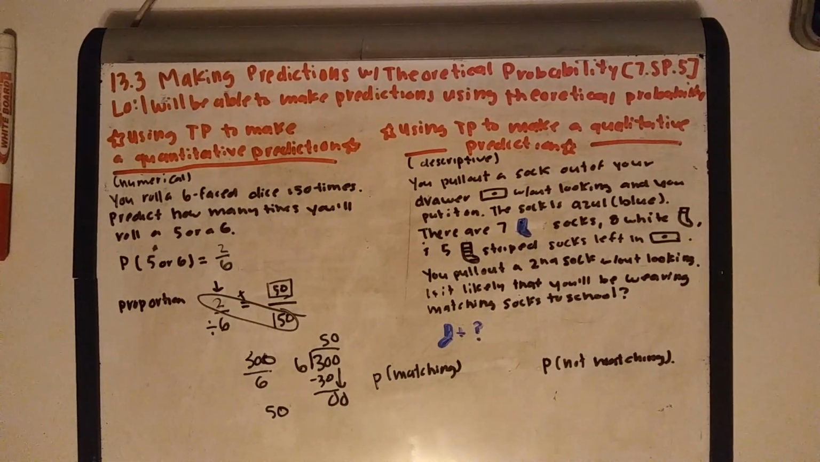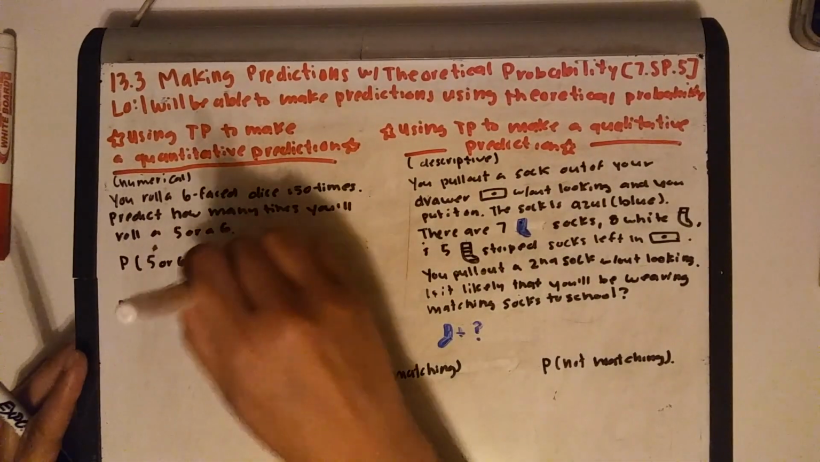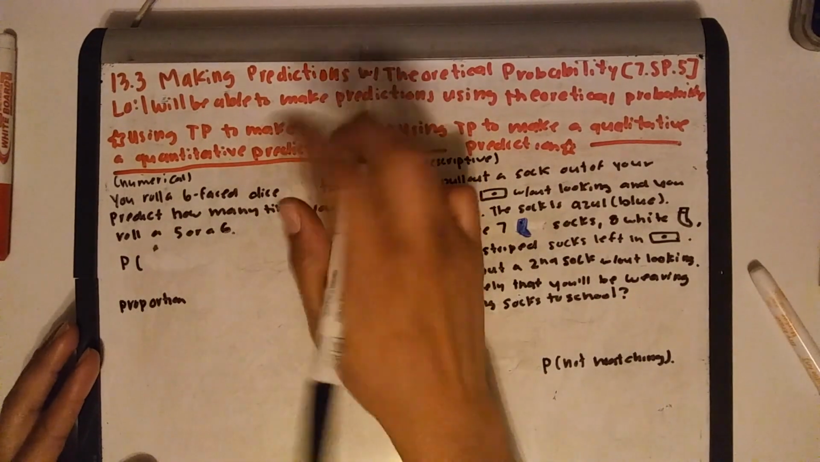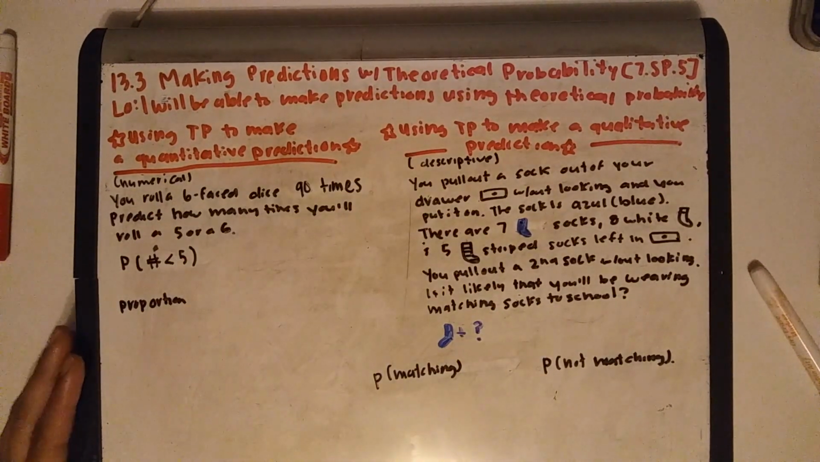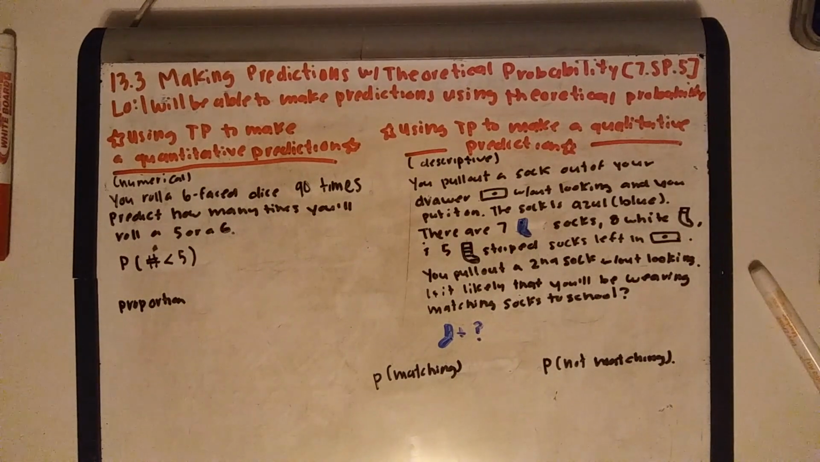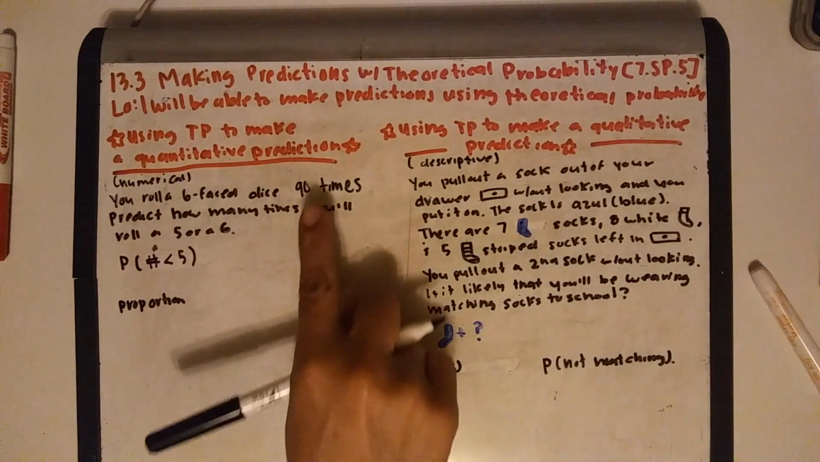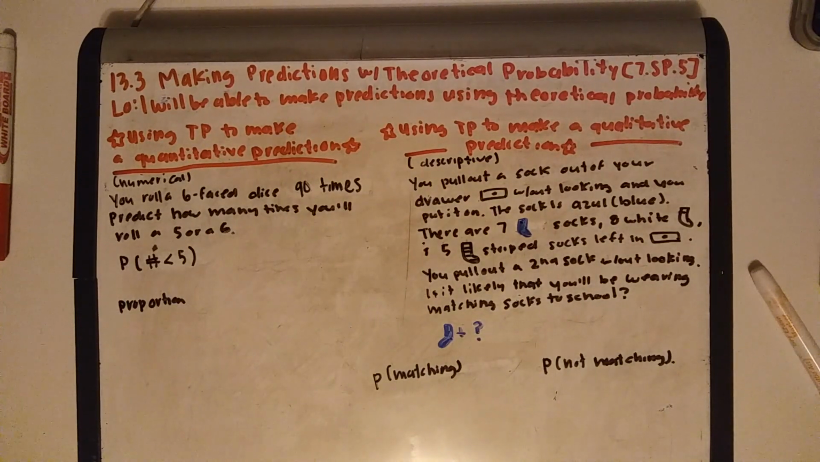So go ahead and do this one for me. Find the probability of rolling a number less than a 5 if you roll it 90 times, okay? Here we go. Let's do the qualitative one.